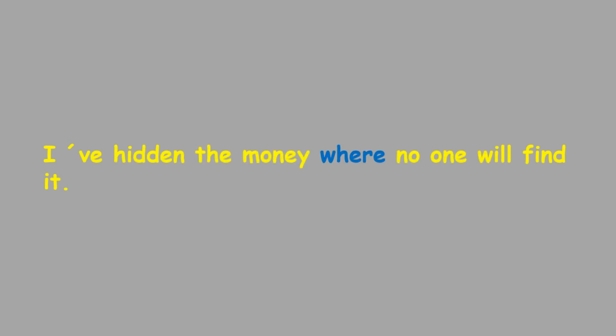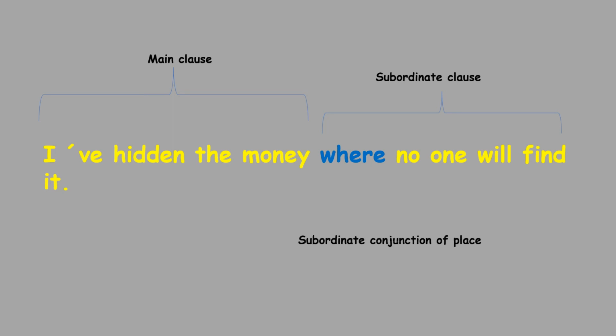Now let's look in detail at the conjunction of place. Focus on place. An example: I've hidden the money where no one will find it. I've hidden the money is the main clause, but I want to add more information, so I have to connect the two clauses with a conjunction. In this case, I have a subordinate conjunction of place, where, at the beginning of the subordinate clause.